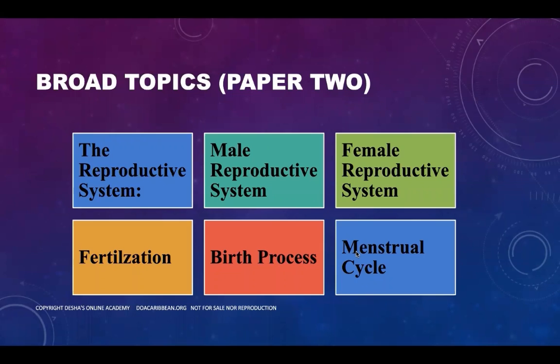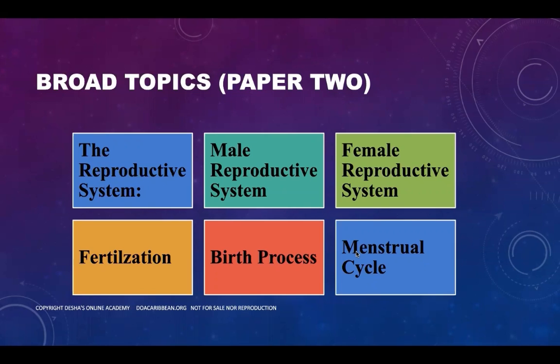Moving on to the second topic, the reproductive system. Recall, a system is made up of dedicated cells, tissues, and organs, right? So we could say that the reproductive system is a collection of cells, tissues, and organs that all work together to achieve the purpose of reproduction, or creating offspring.